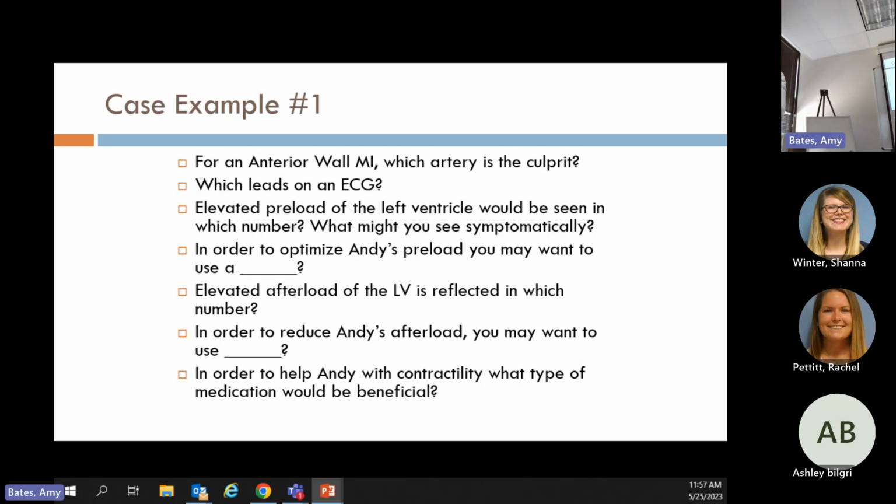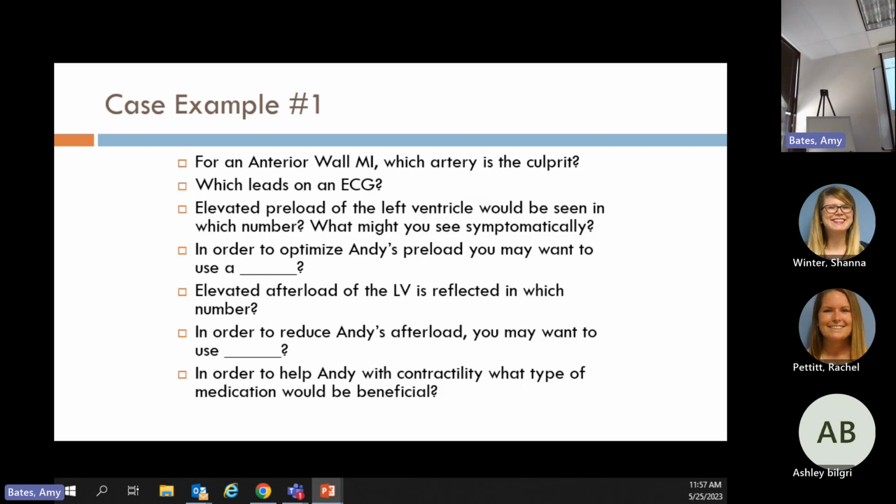We want to decrease his preload, what would we use? The diuretic. So let's hit him with some Lasix. And then elevated afterload, as the LV is reflected in which number? It's SVR, systemic vascular resistance. So it's all the resistance after that part.